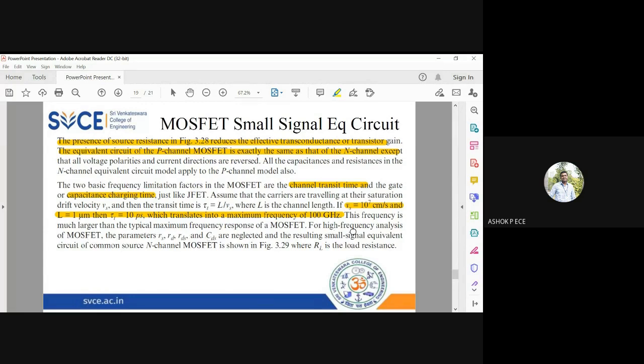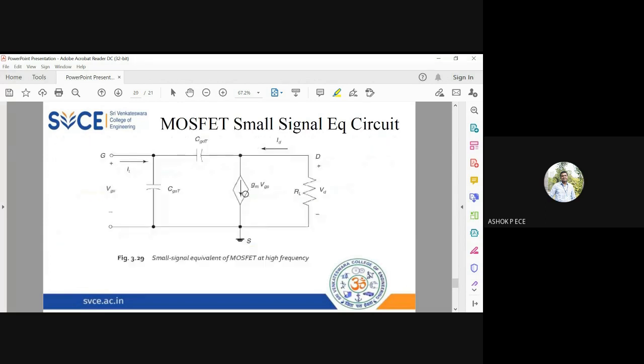Whenever we go for high frequency analysis, all the capacitances will come into the picture. So that charging time becomes a big performance issue for the MOSFET. That is the second thing, which is called capacitance charging time.